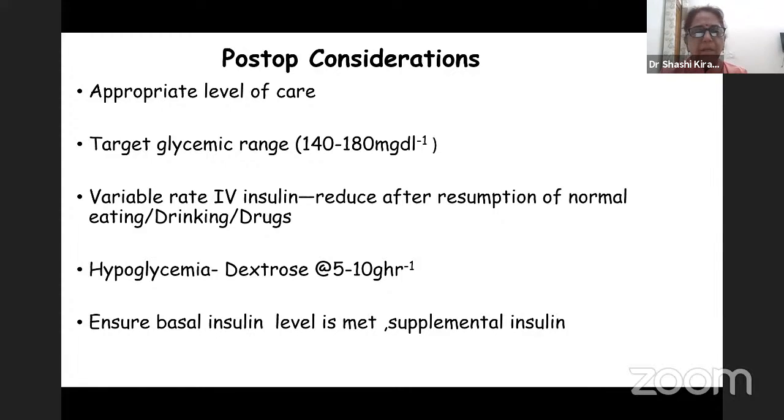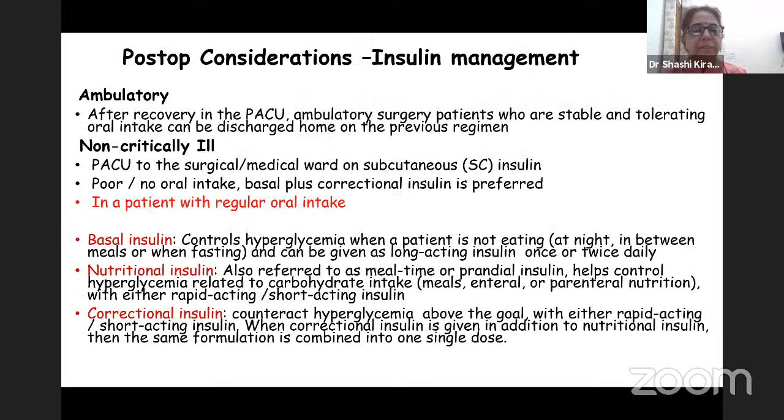Variable rate IV insulin should be reduced after drugs. Ensure basal insulin level is met, and supplemental insulin can be used. So just these considerations about the management. After recovery, it can be discharged home. If the patients are non-critically ill, they can be shifted from PACU to a surgical or medical ward with subcutaneous insulin. If patients are unable to take orally, then basal plus correctional insulin is preferred.